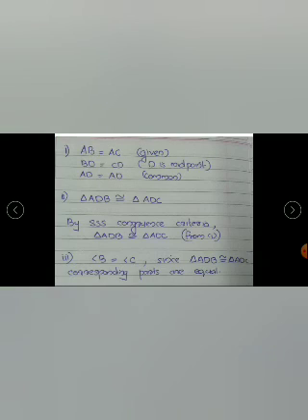In this way, we are proving the congruence of triangles. That means using SSS congruence criteria, we can prove two triangles are congruent. How? If you are getting the three sides of one triangle equal to the three sides of the other triangle, then by SSS congruence criteria, we can say the two triangles are congruent. Clear?